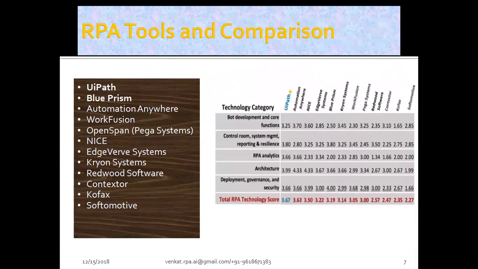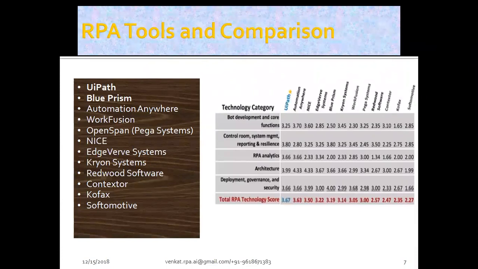On the right side, if you see, the OpenSpan also I need to talk about. This is also a good tool. Actually, the OpenSpan company developed this RPA tool, but Pegasystems acquired that approximately 1 year back. Okay, and the remaining tools are small tools, not matured in the market, but the first 4 tools are the major ones. The first 4 or 5 tools are major in the market.